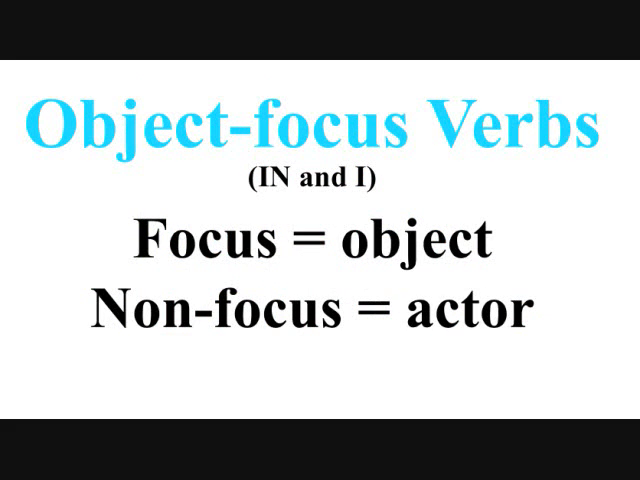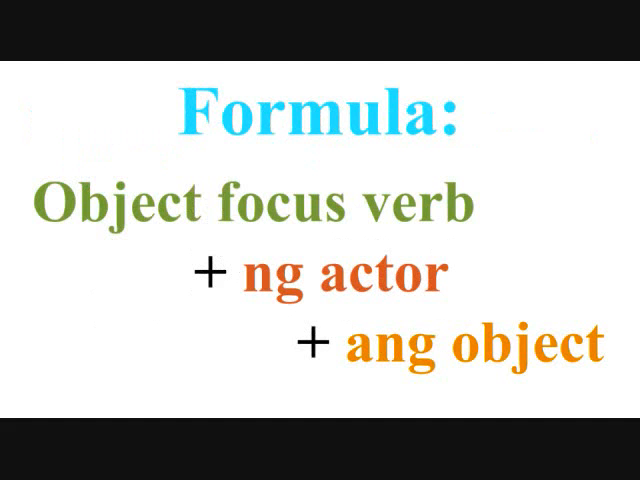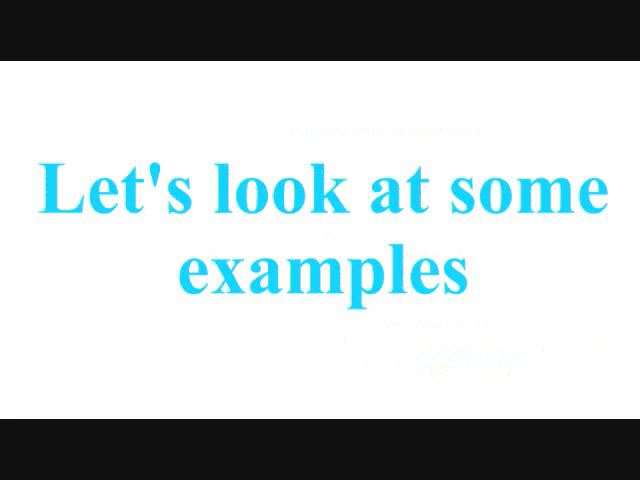Object-focused verbs. 2 of the 4 verb types we have learned already are object-focused verbs, in and I. For these verbs, the focus of the sentence will be the object, and the non-focus will be the actor. Here is a simple formula for building an object-focused sentence. Begin with an object-focused verb, add a nung actor, and then an ang object, and voila! You've got an object-focused sentence.